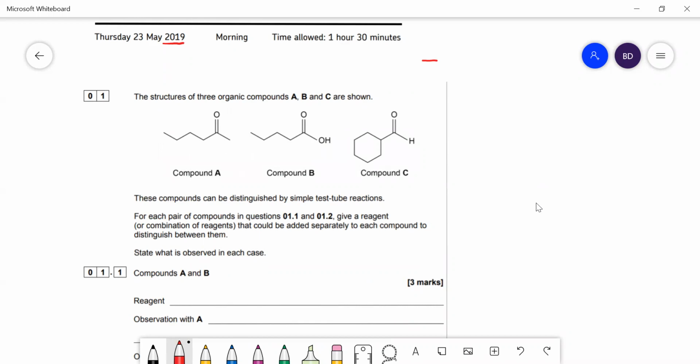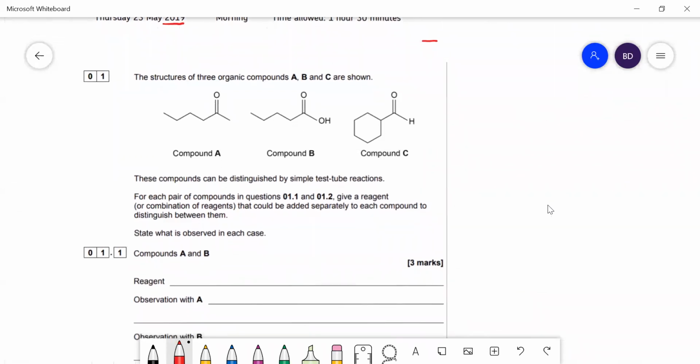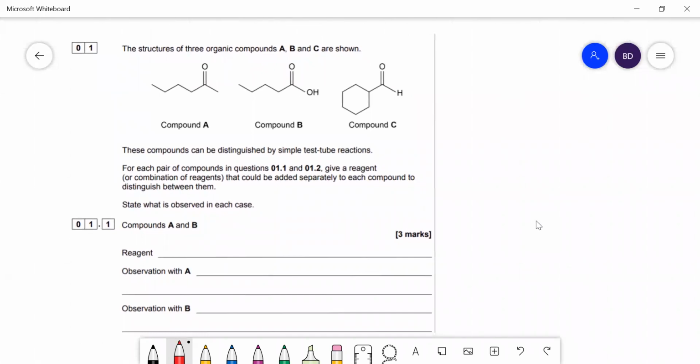a reagent or combination of reagents to distinguish them. Okay, so compounds A and B. Well, we've got them in skeletal formulae, but A is a ketone, and B is a carboxylic acid. So the way to test for a carboxylic acid is you add some solid sodium carbonate. With compound A, there'd be no visible change, and with compound B, because it's a carboxylic acid, you'd get effervescence, because carbon dioxide would be released.